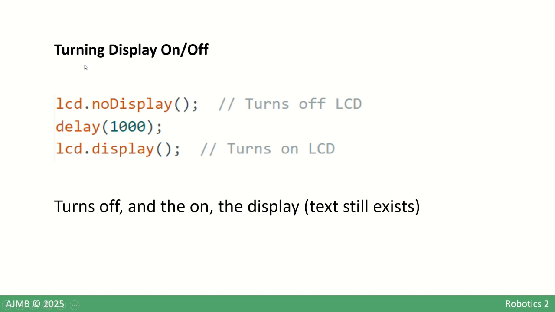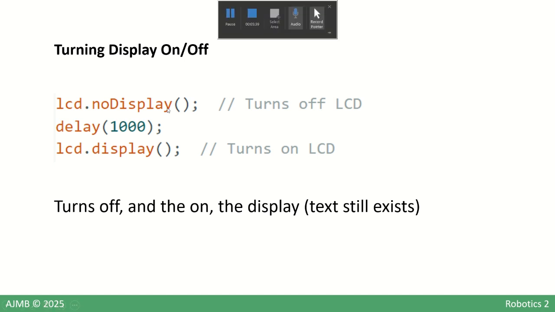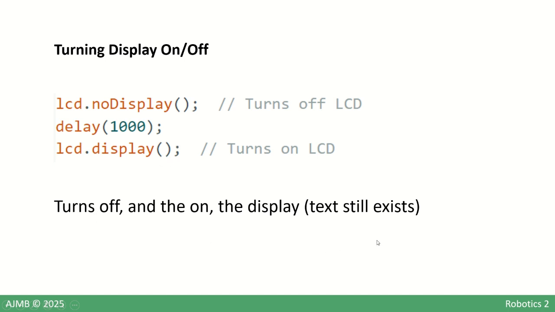Turning the display on and off. You can use this if you want to create a blinking effect. LCD.noDisplay will turn off your LCD for 1 second since you have a delay of 1000 here. After that, it will turn it on again. But take note that this will not remove or delete the messages or the text that is on display. If you want to create a more convincing blinking effect, you can try removing the delay function here.